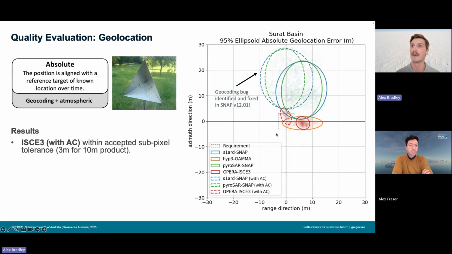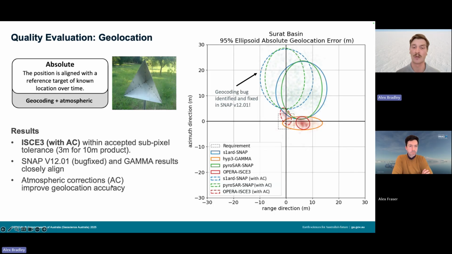But firstly, I think the big thing to know is that we saw that the best geolocation results were with ICE3. So we saw a really stable location over time. Secondly, as I said, we're getting similar sorts of accuracy with SNAP and Gamma once that bug had been resolved. Thirdly, the atmospheric corrections have a pretty big impact on how we're able to put this data on the ground. And finally, this was over the Surat Basin corner reflector network in Queensland, but we also have some Antarctic corner reflectors as well, and we're able to compare the results, and we saw very similar things there, which is obviously very positive.